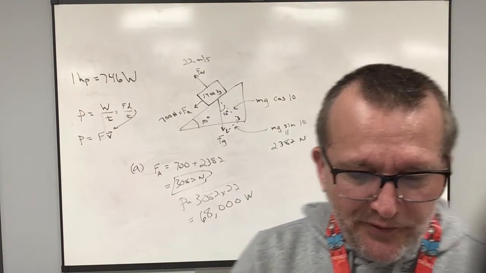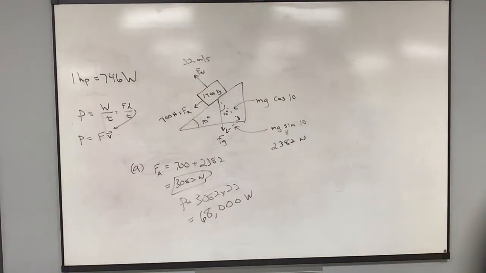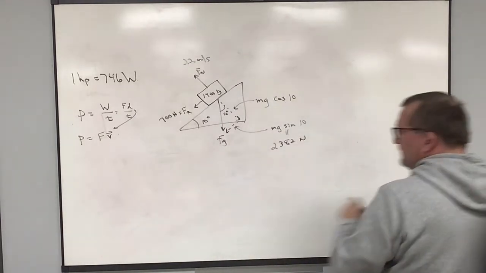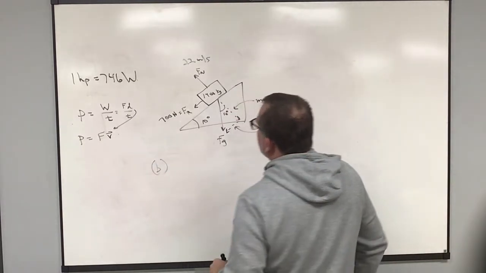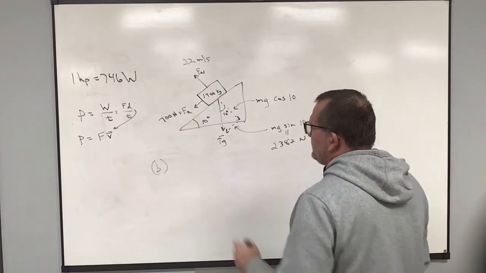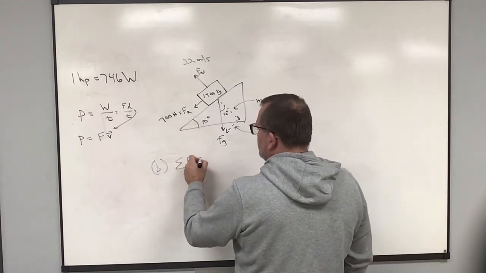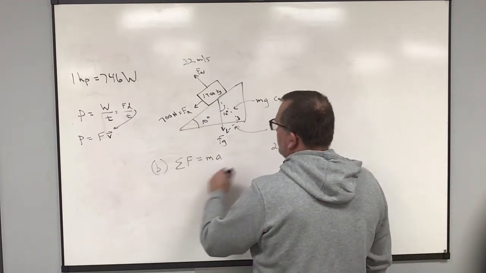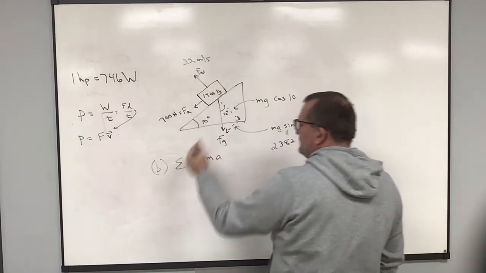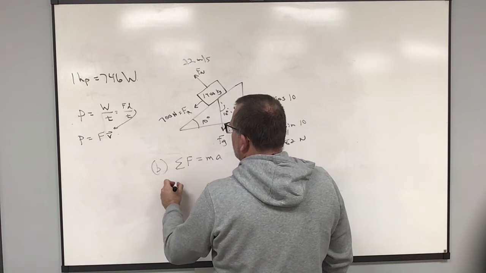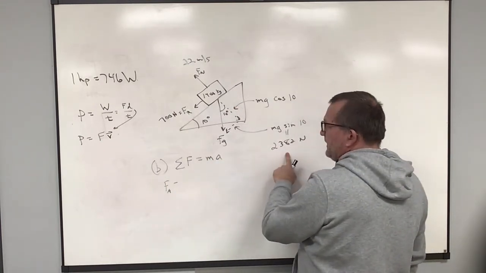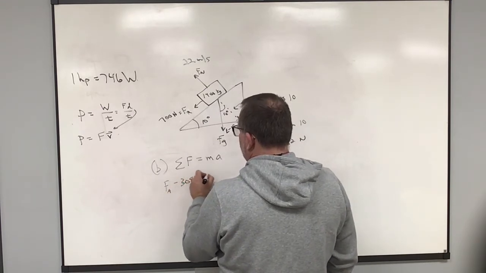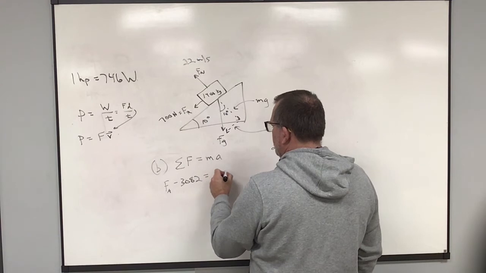Now B, we're accelerating. I'm going to change this to part B. When we're solving for acceleration, we have to think about our forces. The sum of our forces is equal to ma. The sum of our forces is going to be the applied force minus these two added together, which we said was 3,082, equals the mass of our car times its acceleration.